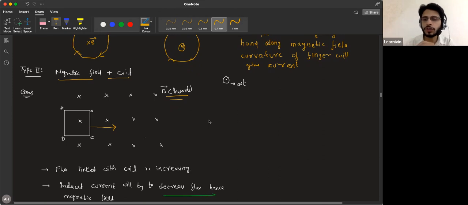So when flux changes, there will be some induced current in the coil. We know that there will be some induced current in the coil. We just don't know the direction of the induced current. If we have induced current, that means we have an induced magnetic field also. We just have to decide the direction of the induced magnetic field. The direction could be inwards or outwards. You just have to decide what the direction is.